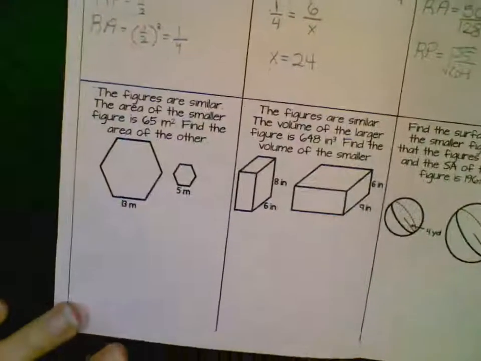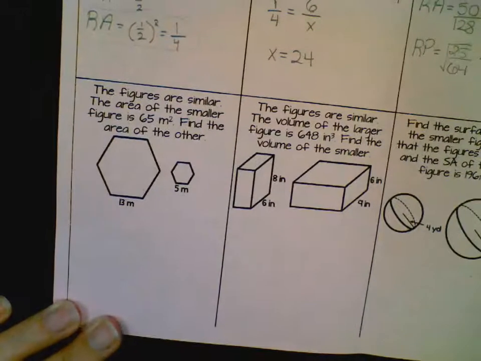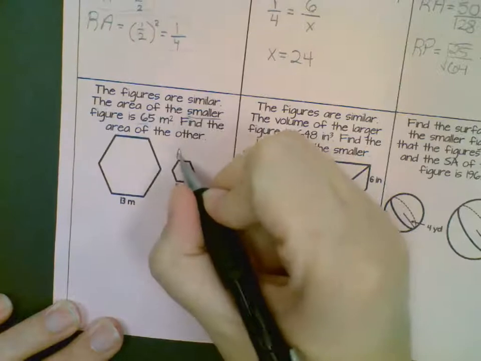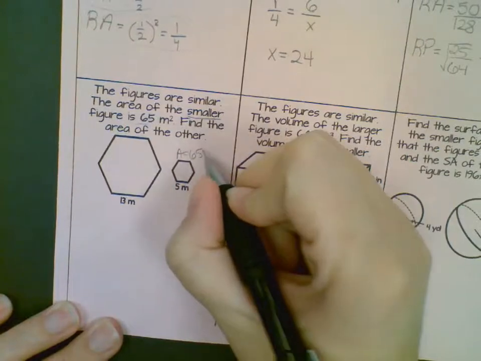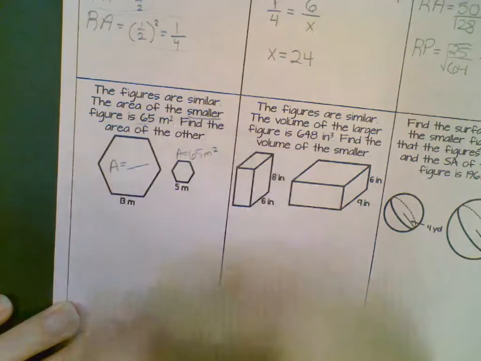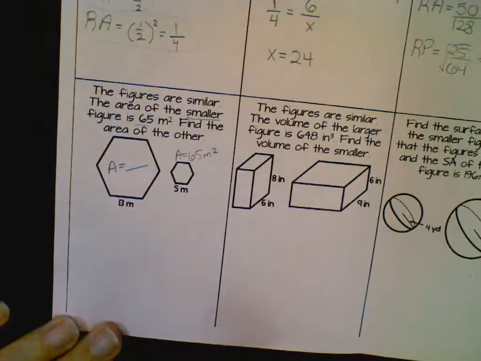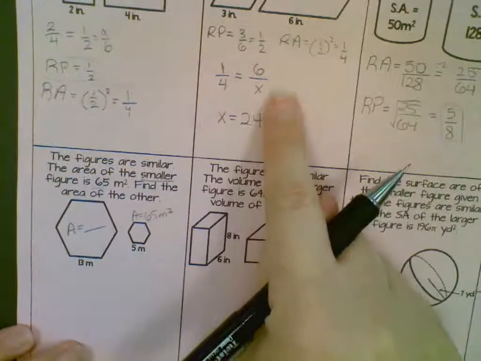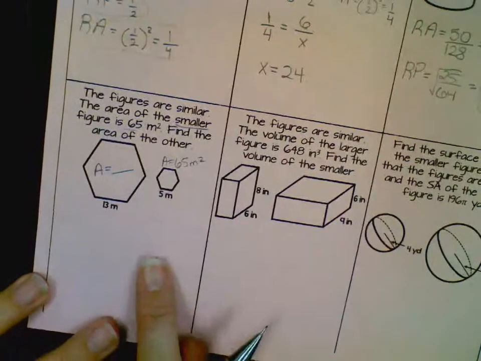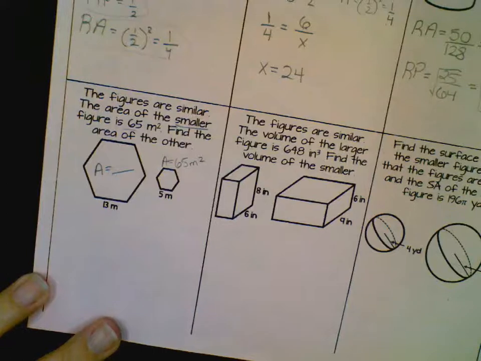Okay, let's move down to the bottom. It says that the figures are similar. The area of the smaller one is 65 meters squared. Find the area of the larger. So this is just like what we did for this example. I want you to go ahead and pause your video and figure out the answer to that question.